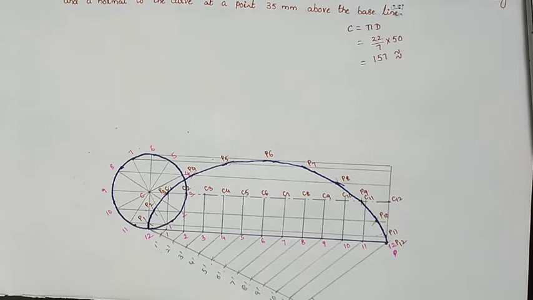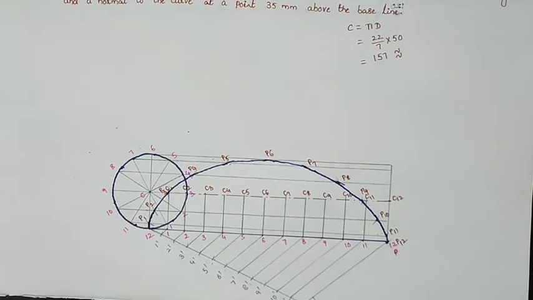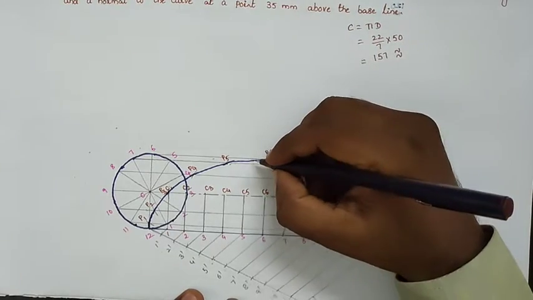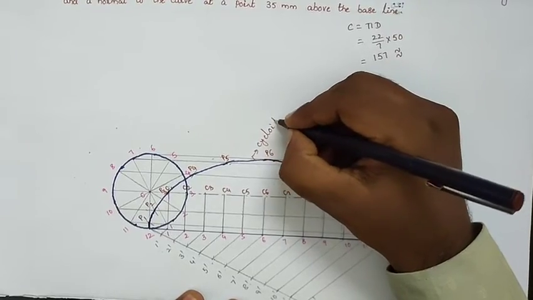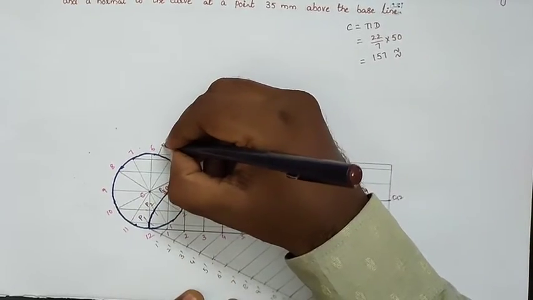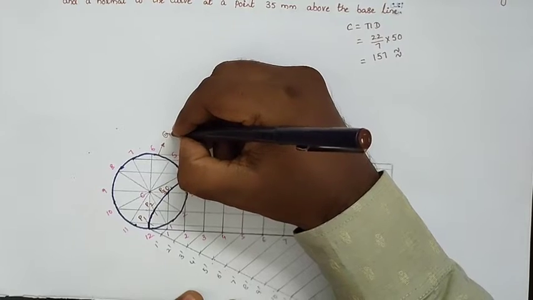After constructing the cycloid, draw the tangent and normal at a point 35 mm above the baseline. Above the baseline, here this one is the baseline I am drawing. This is the cycloidal curve, and what is this one? This is the generating circle.